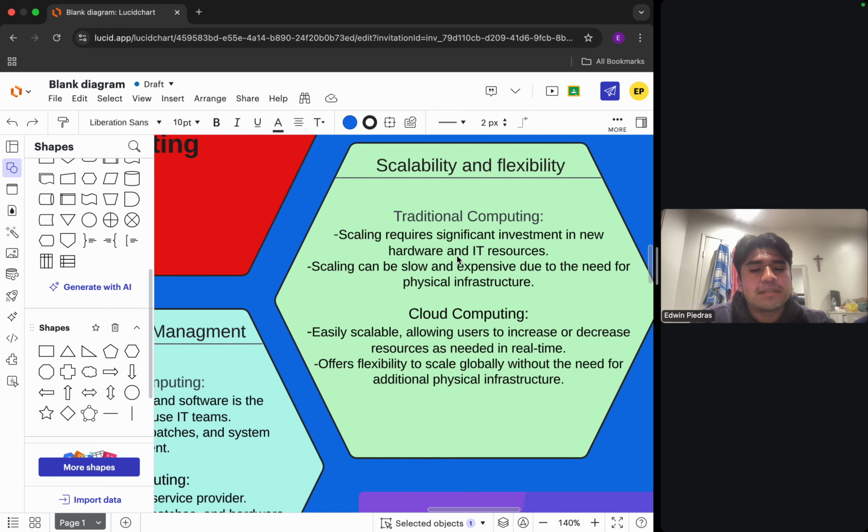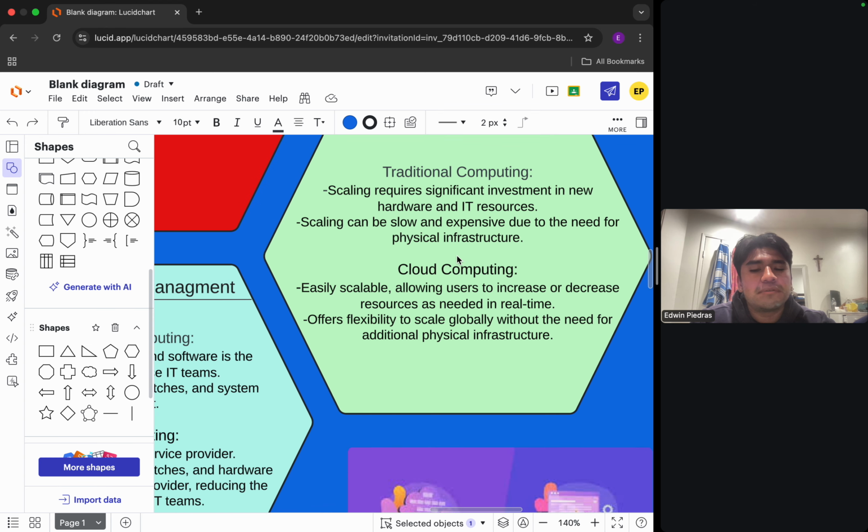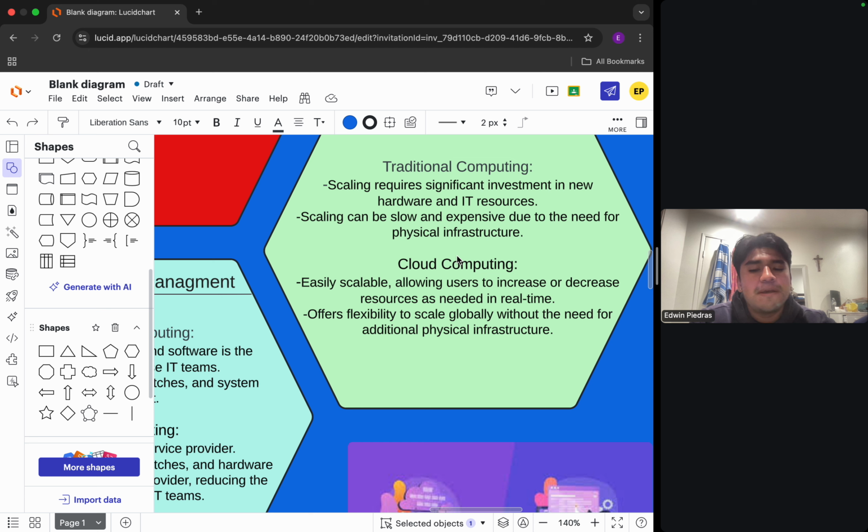Now moving on to scalability and flexibility. So for traditional computing, it requires investment in new hardware and IT resources. It can be a little slow at times and expensive because of the needed physical infrastructure.